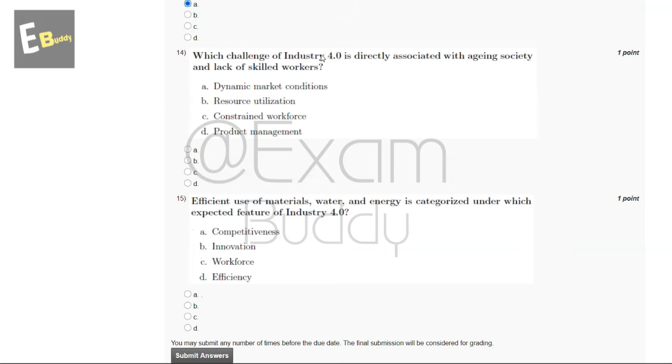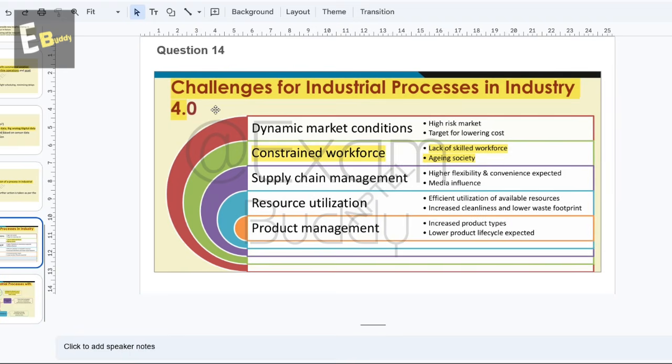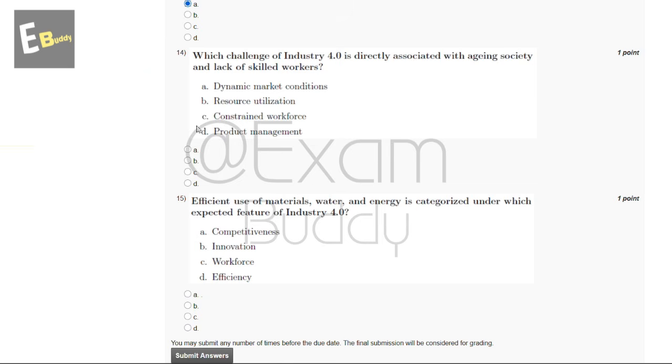Which challenge of Industry 4.0 is directly associated with aging society and lack of skilled workers? So these are the options, and now let's check the explanation. The explanation says challenges for industrial processes in Industry 4.0: constrained workforce, lack of skilled workforce, aging society. So the answer of our 14th question is C, constrained workforce. And now let's go to our question number 15.